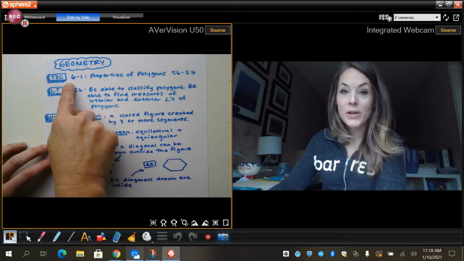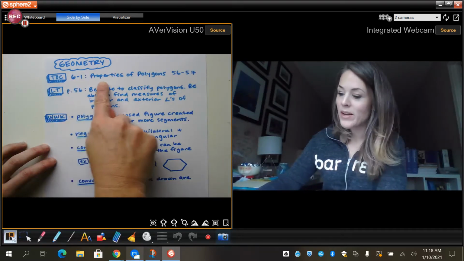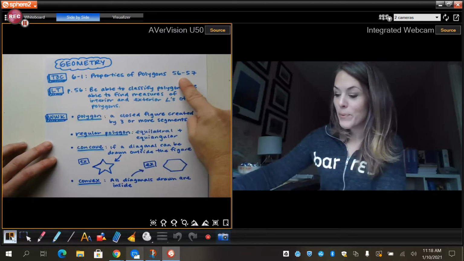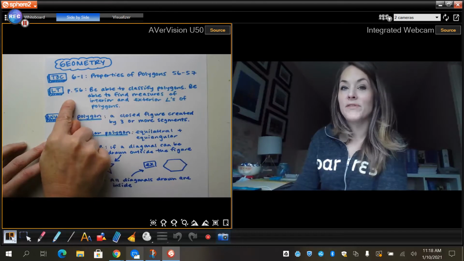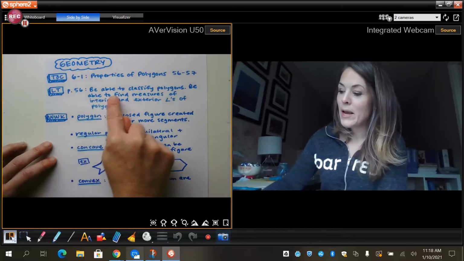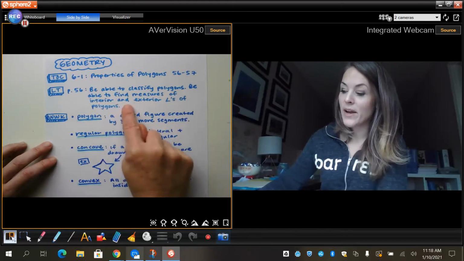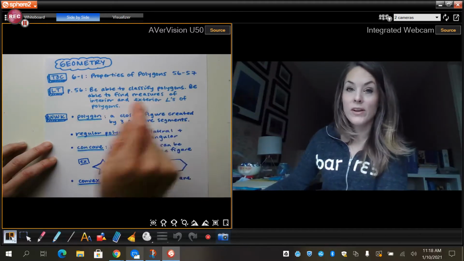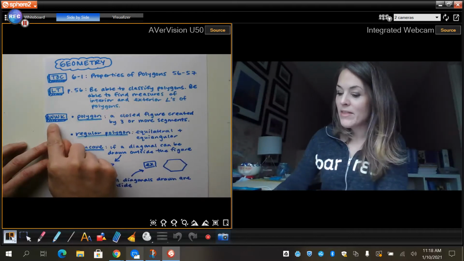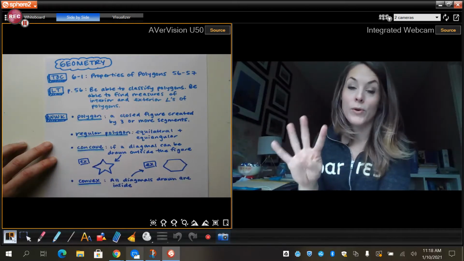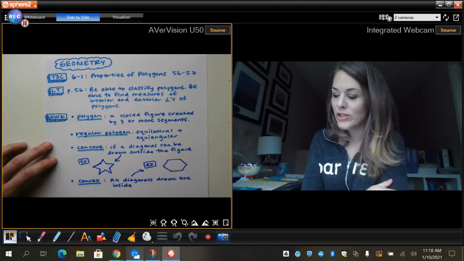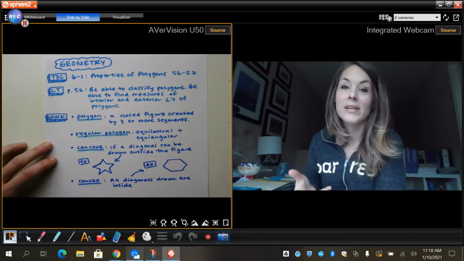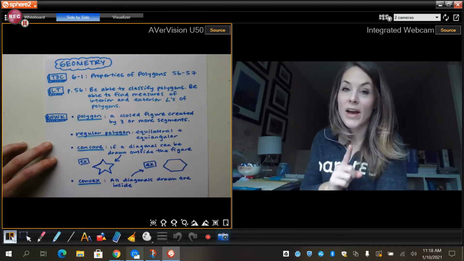Okay, so on the table of contents, we're covering 6-1, which is properties of polygons, and that's going on pages 56 to 57 of your notebook. The learning target on page 56 says, be able to classify polygons, be able to find measures of interior and exterior angles of polygons, which we're going to focus on right now. And then words worth knowing. So there are 4 words worth knowing, and then we're going to add some more to our notes just to make sure that you know some of the vocabulary that was previous to this class that it's expected that you remember. So we'll cover that in a minute.